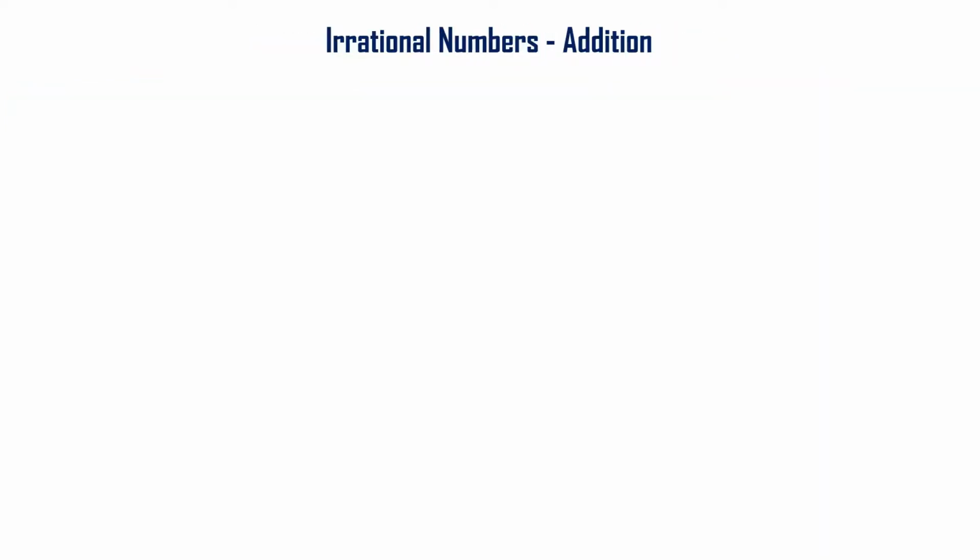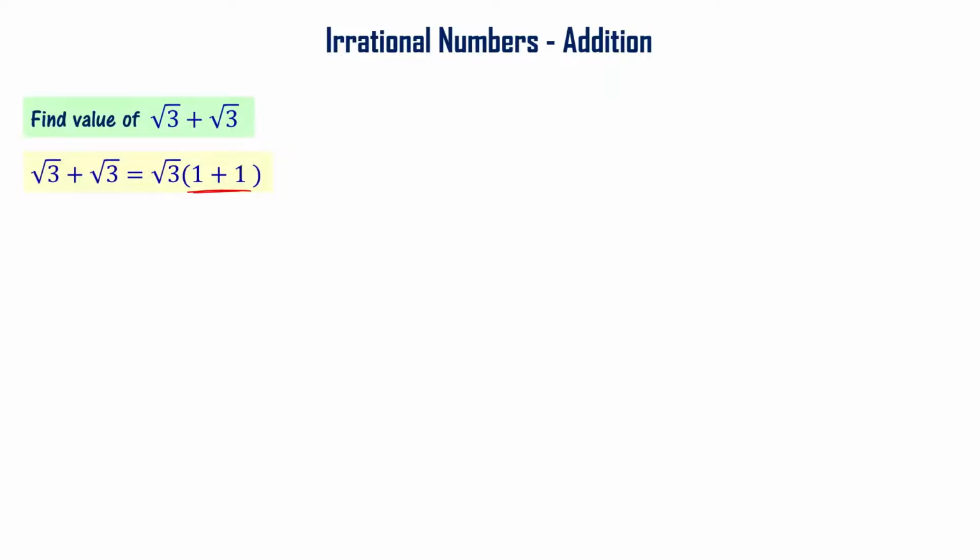Now let's look at irrational numbers. Addition of irrational numbers. Find the value of root 3 plus root 3. Root 3 is an irrational number, right? So root 3 plus root 3, I can write it as root 3 times 1 plus 1. What I have done, I have taken root 3 as the common factor from both the terms. When I do that, what I have is root 3 times 2. That can be written as 2 times root 3.